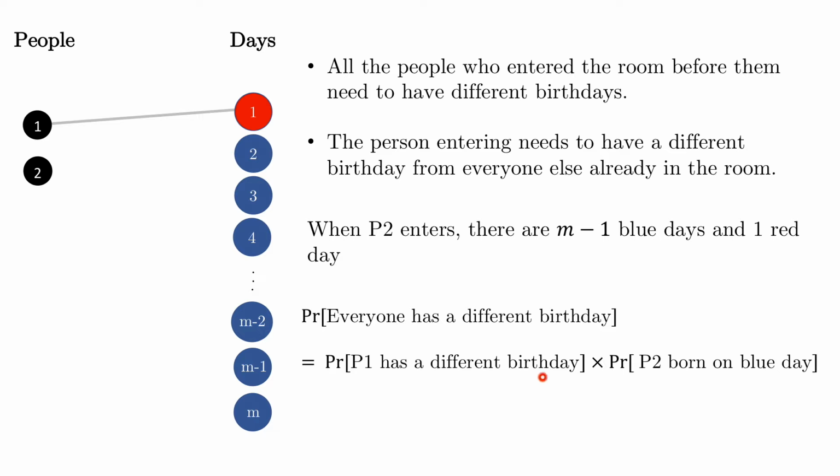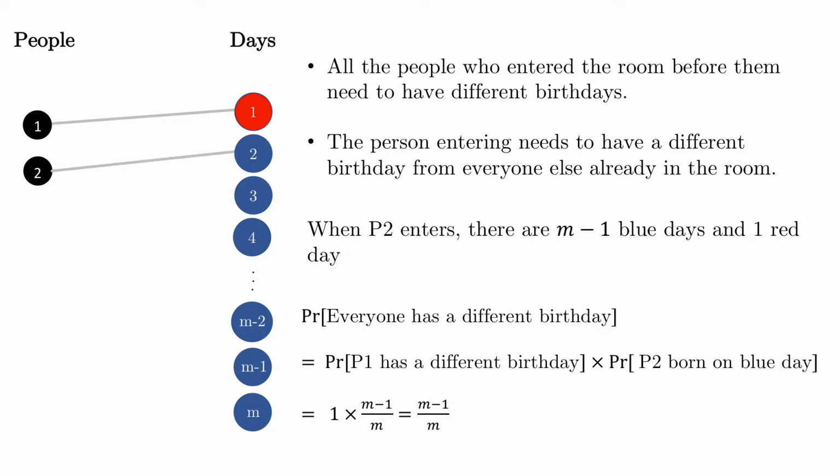We computed in the previous slide that the probability that person 1 has a different birthday is 1, and the probability that person 2 is born on a blue day is (m-1)/m, because there are m-1 blue days and people are born uniformly at random.